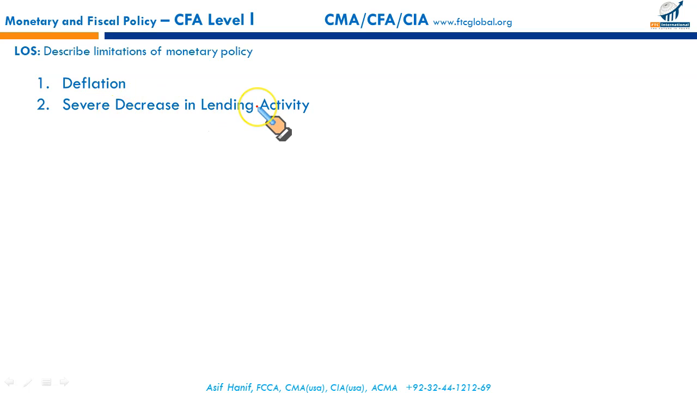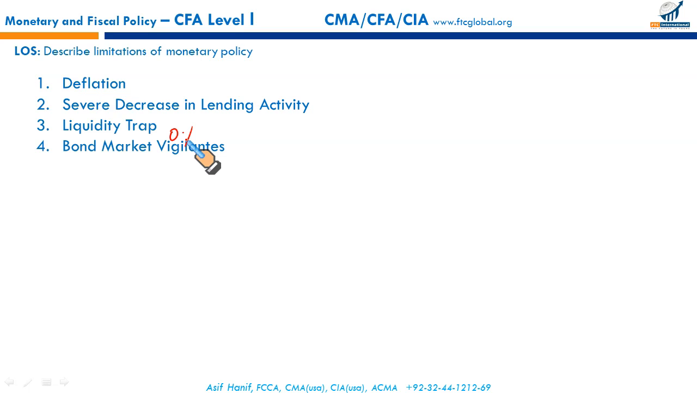Severe decrease in lending activity. The central bank can influence lending, but it cannot force banks to increase lending activity. Liquidity trap. This is interesting. Short-term interest rates can be stuck at 0%. Trying to increase money supply only keeps interest rates low. So we are stuck in this liquidity trap.